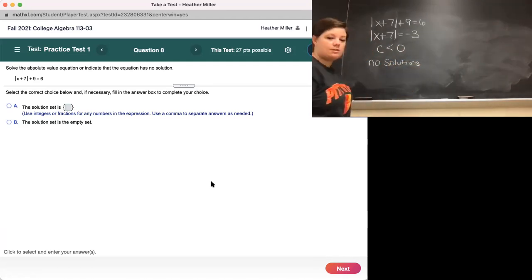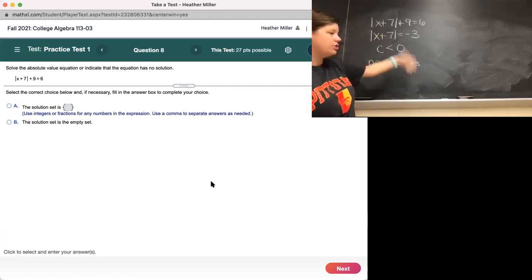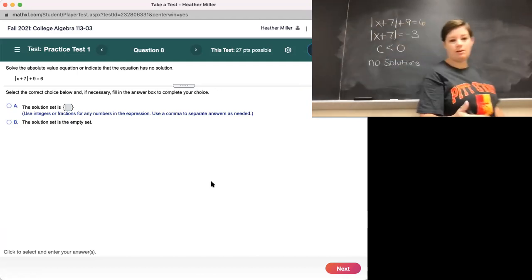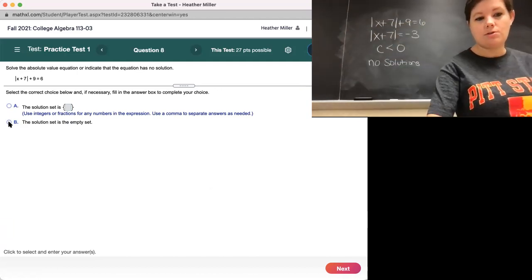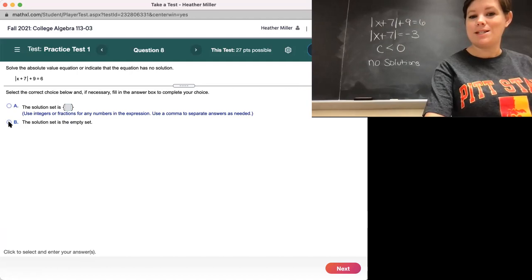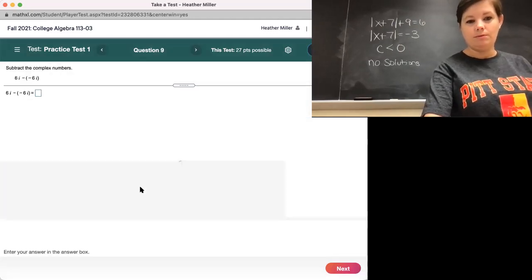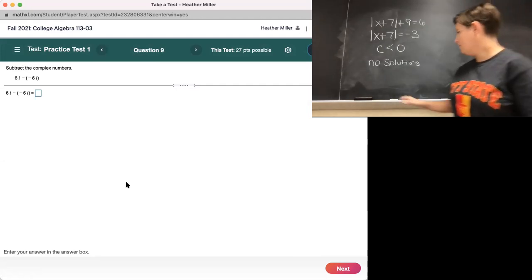The reason for this is, if you remember, the absolute value tells you the distance away from 0. So if we take the absolute value of anything in here, we should get a positive number. So if our C value tells us that it's a negative number, then that tells us that there's no solution. So in this case, our C was -3. So there is no solution, or the solution set is the empty set, meaning there's nothing in the solution set. Okay.